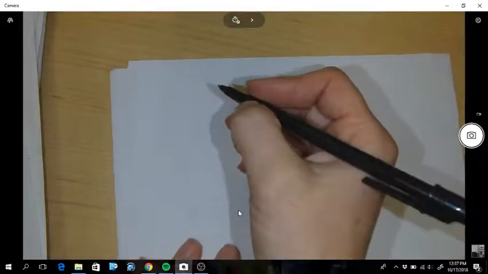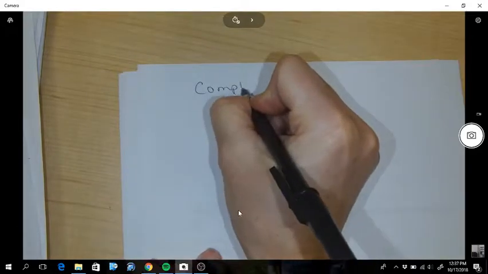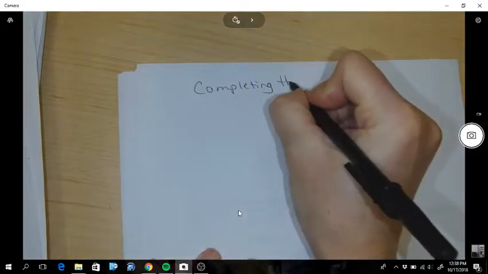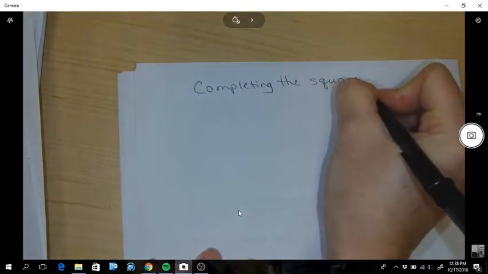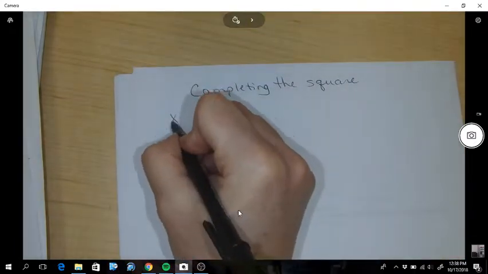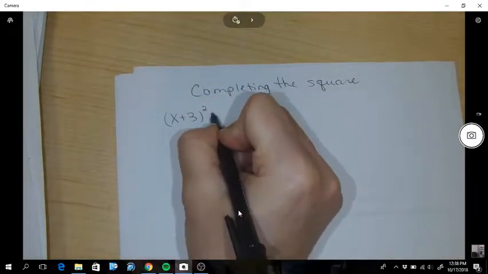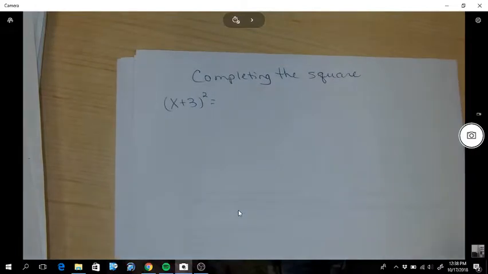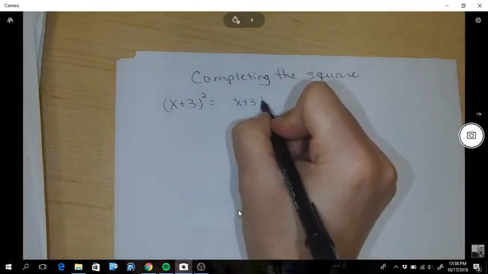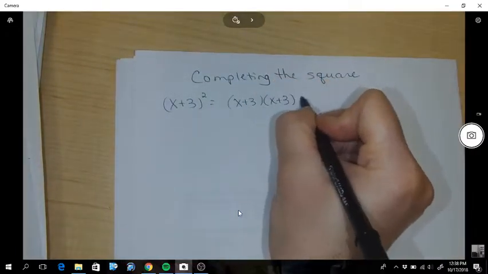Okay, today we're going to talk about completing the square. Okay, let's do a warm-up here. (x + 3)². Can you square that binomial? So (x + 3)(x + 3).